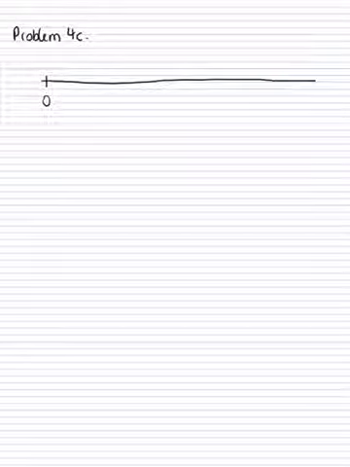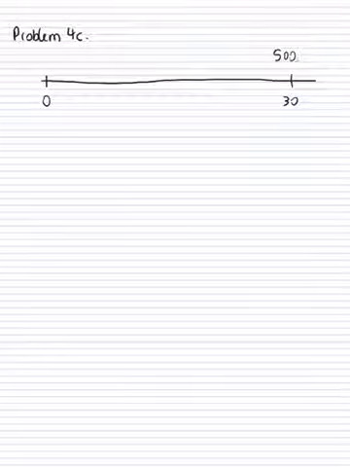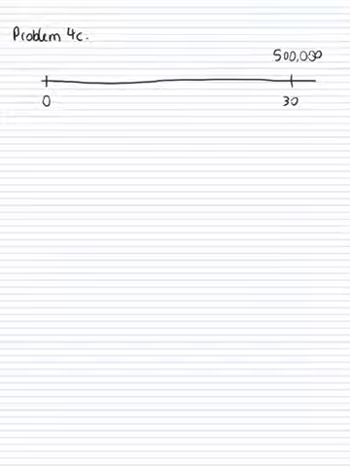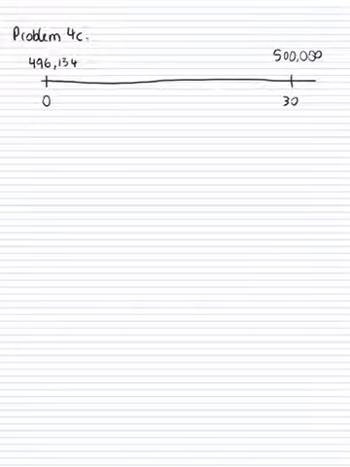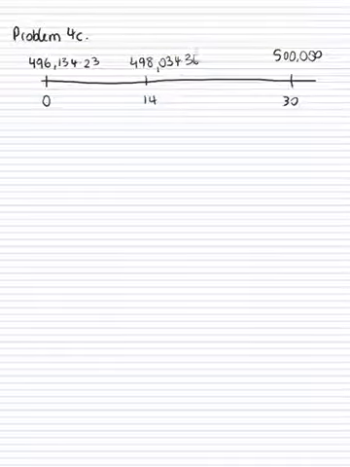So the face value of the 30-day bill is 500,000. The bill was discounted at a yield of 9.48%, representing a price of 496,134.23, and after 14 days it was sold for 498,034.36.